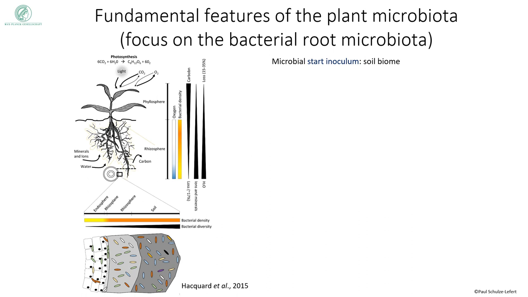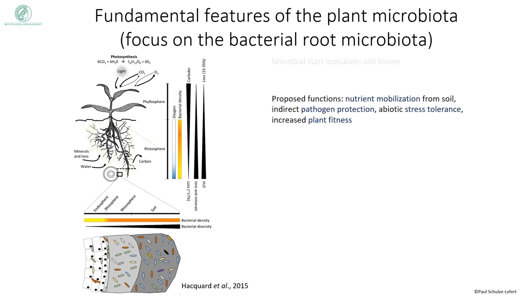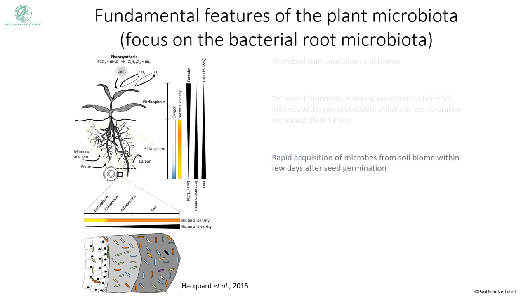So the soil biome, or a subset of soil resident microbes, is the start inoculum for the establishment of these root-associated bacterial communities. There are a number of proposed functions of the bacterial root microbiota: nutrient mobilization, indirect pathogen protection, abiotic stress tolerance, and increased plant fitness. And I will discuss in greater detail two of these proposed functions today.